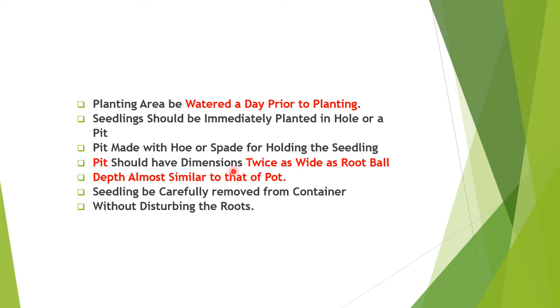Pit should have dimensions twice as wide as the root ball, because you have to give ample space to the developing root system. For that, when you are making a pit or a hole, it should have dimensions twice as wide as the root ball. Depth should be almost similar to that of the pot. So the column of this pit should be as that of the pot. Seedling be carefully removed from container without disturbing the roots.